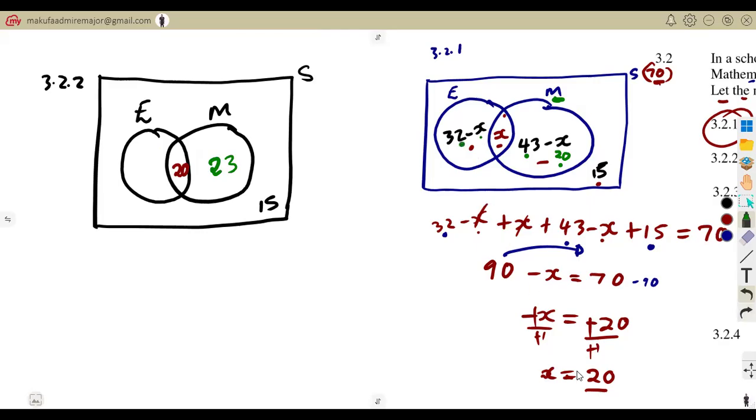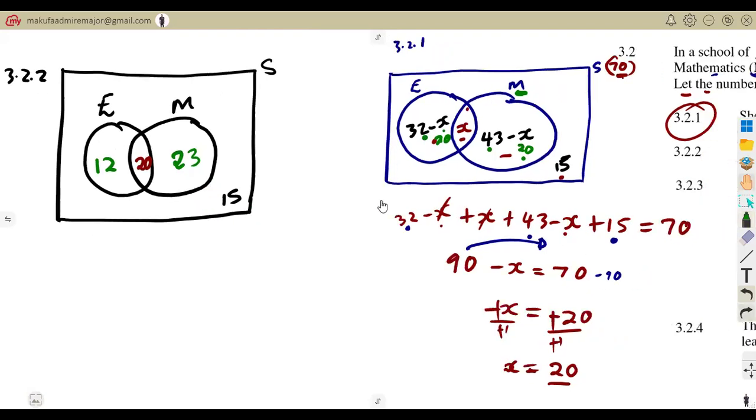Same thing on economics only there. 32 minus X. Your X is what? Is 20. So they want you to fill in now. So that was going to give us a 12. So this is economics only, mathematics only, both economics and mathematics. Not part of any of these two. These ones, they take neither. They do not participate in these subjects. So that was your Venn diagram.